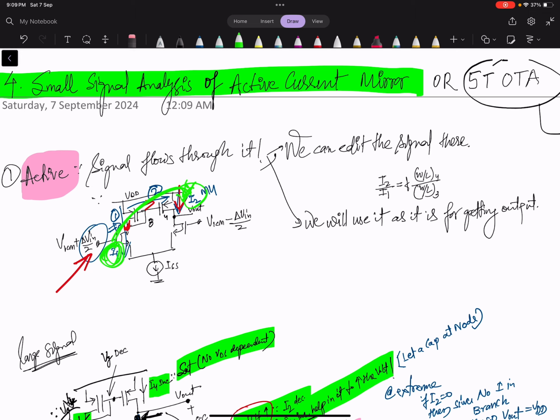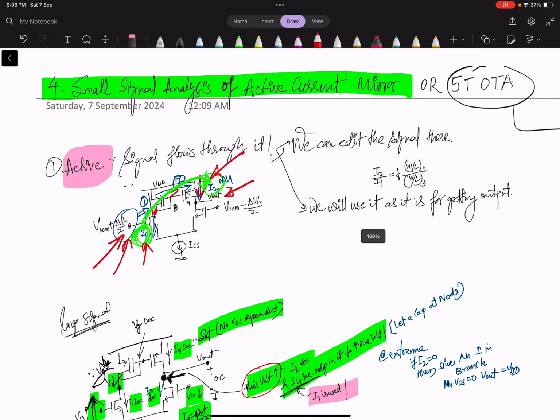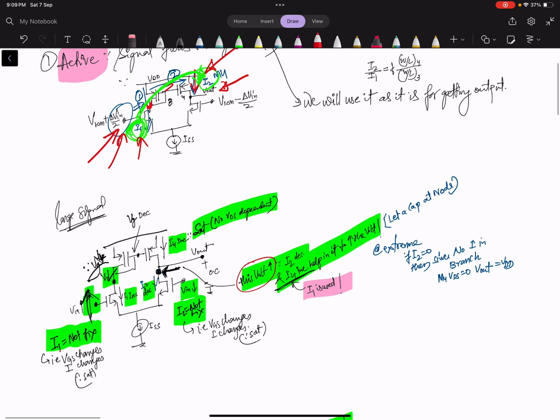Now the second thing is, in the active current mirror, we use the input signal current. Because of the input signal change, current changes in one branch, and that current is used here at the output side also. So that is the basic meaning: the input signal is also being used at the output side. Now let's go to the second point.